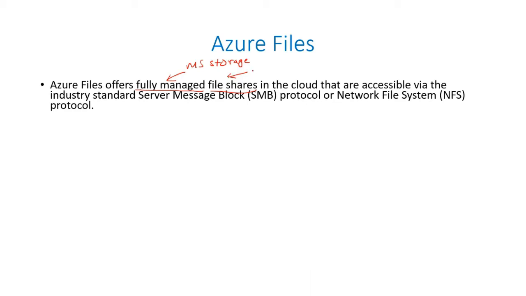So what is a file share? The file share is a common location for multiple people. Let's say there are 100 employees in the company and those 100 employees want to store their files and folders at a common location. So they will be using the file share for storing the data.